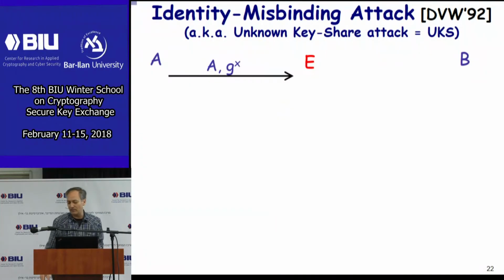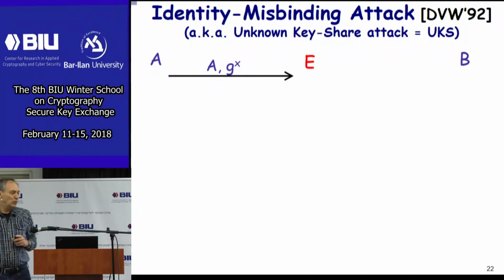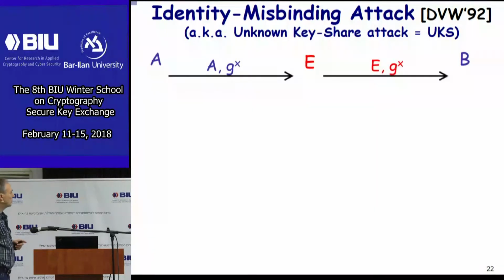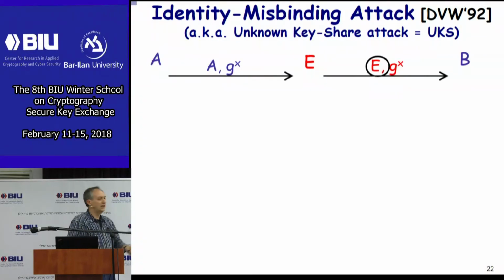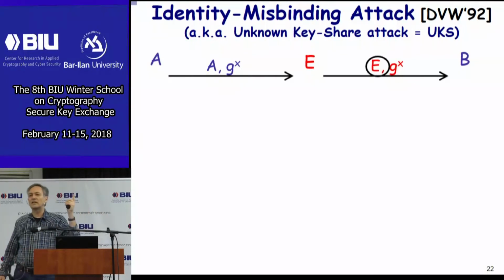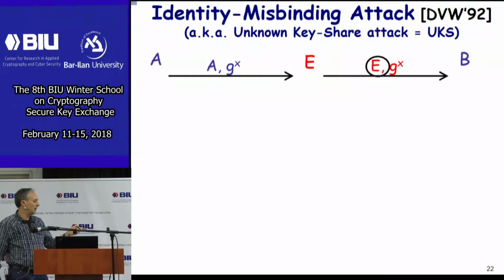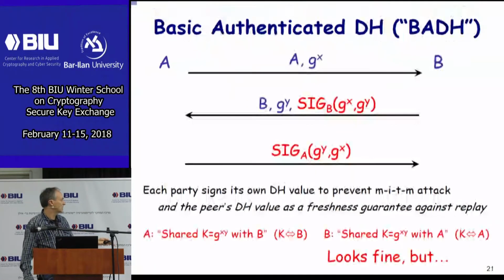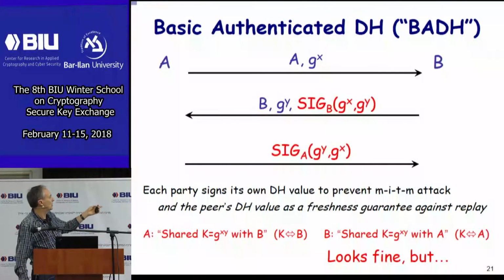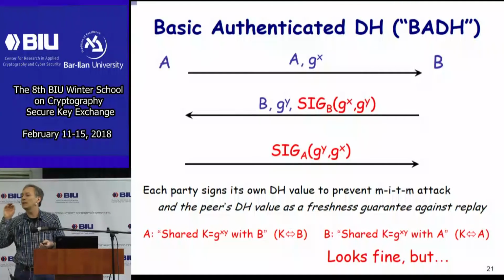This was discovered by Diffie, Van Oorschot, and Wiener in a paper in '92. So this is how it works. Alice sends, okay, I'm Alice, here is G to the X. Eve intercepts this message and sends the same G to the X, but under her name. What I'm running here is the protocol I call the basic authenticated Diffie-Hellman, which just happens to be BADH. So it should have been a hint to you.